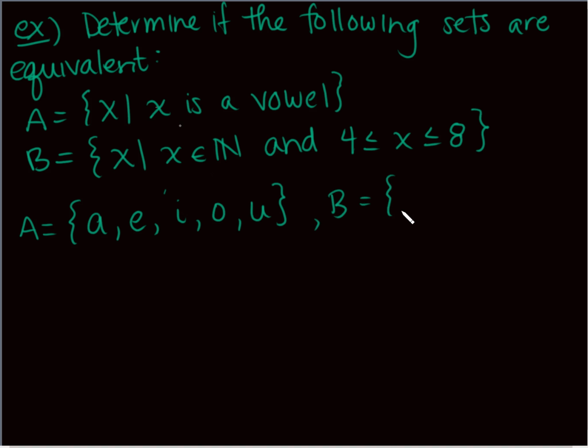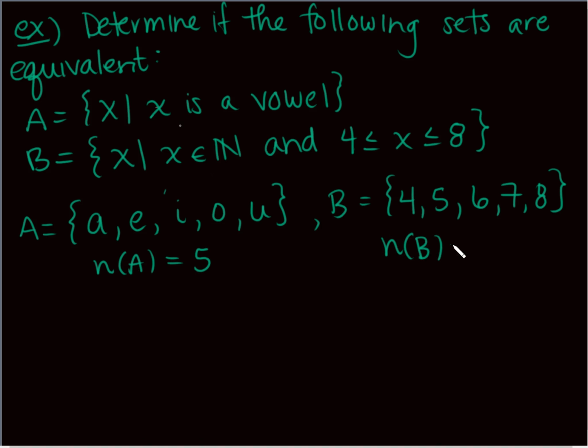You almost have to put it in the roster method to see the cardinality. I mean, unless you can think. I hate that though. But you can think. So let's look at A. How many elements? What is the cardinality of A? The cardinality of A is 5. What is the cardinality of B? Oh, look at that. I gave you an example. So we say that A is equivalent to B, okay?